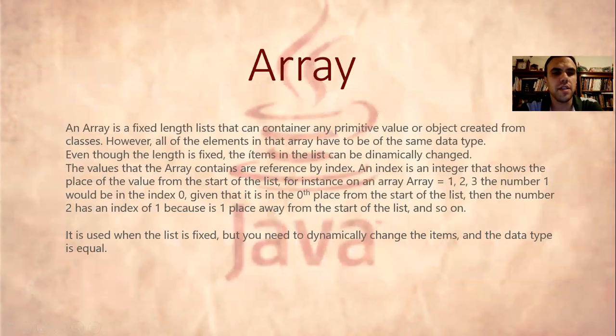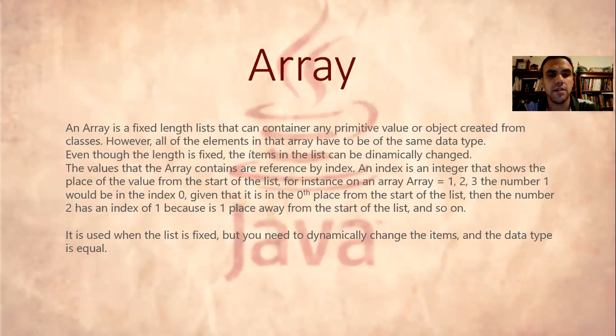An array is a fixed length list that can contain any primitive value or object created from classes. However, the elements in that array have to be of the same data type. This is in contrast with the array list. The array list can have multiple items in the list that are different data types. Even though this array has a fixed length, the items can be changed inside of it. So if I assign to index 3 the number 10, and then I want to change it, I can just do that, and that's fine.